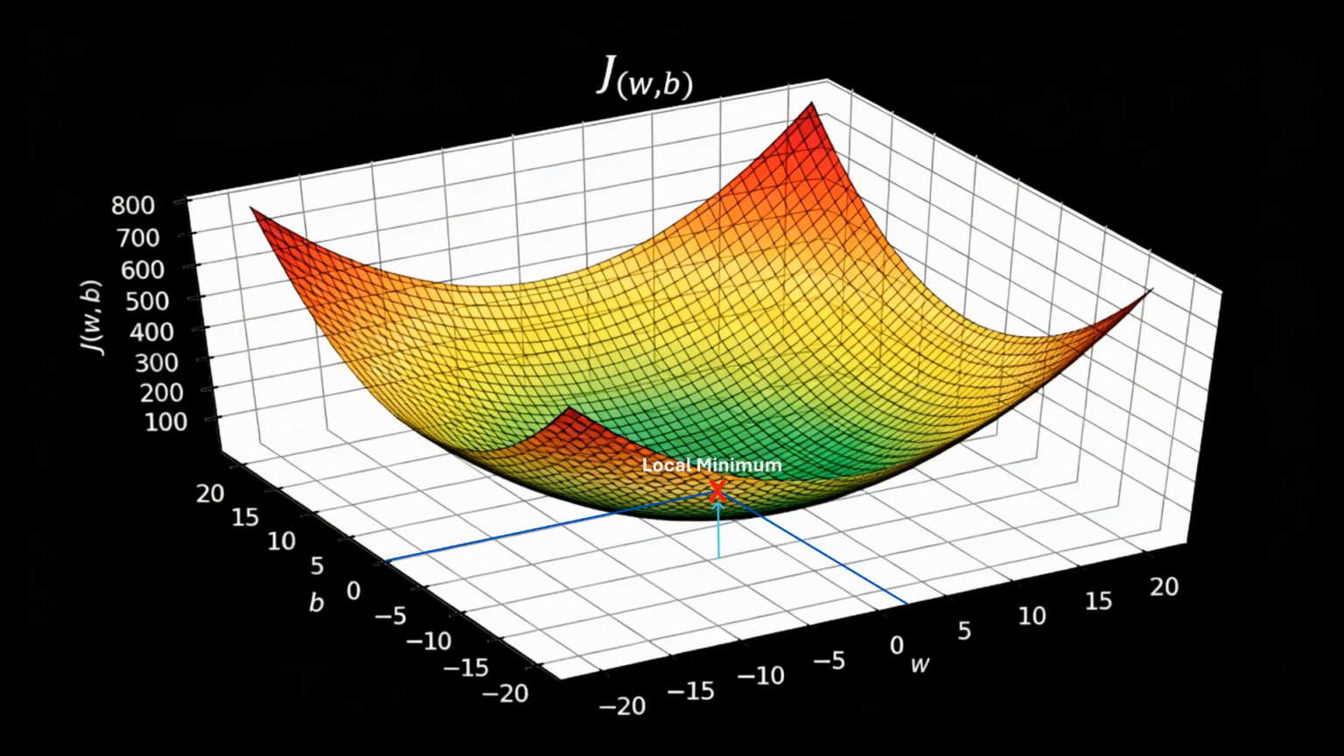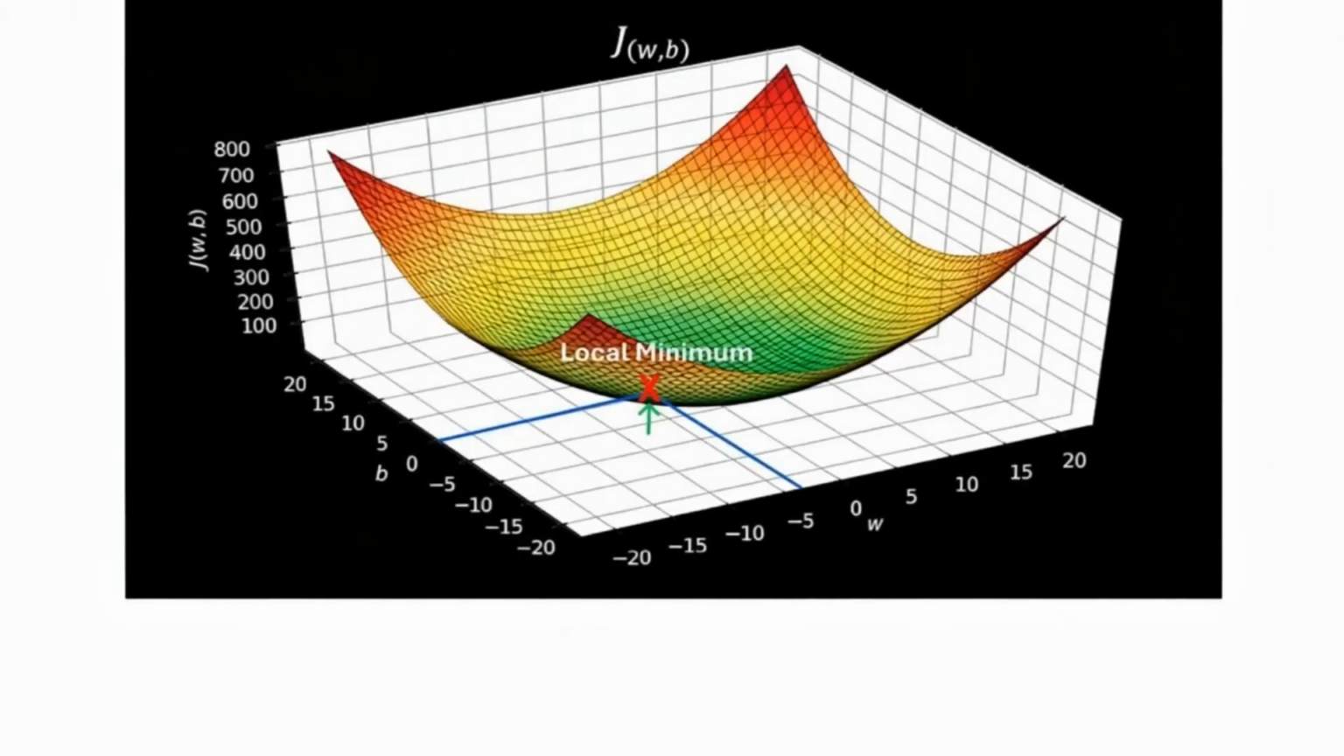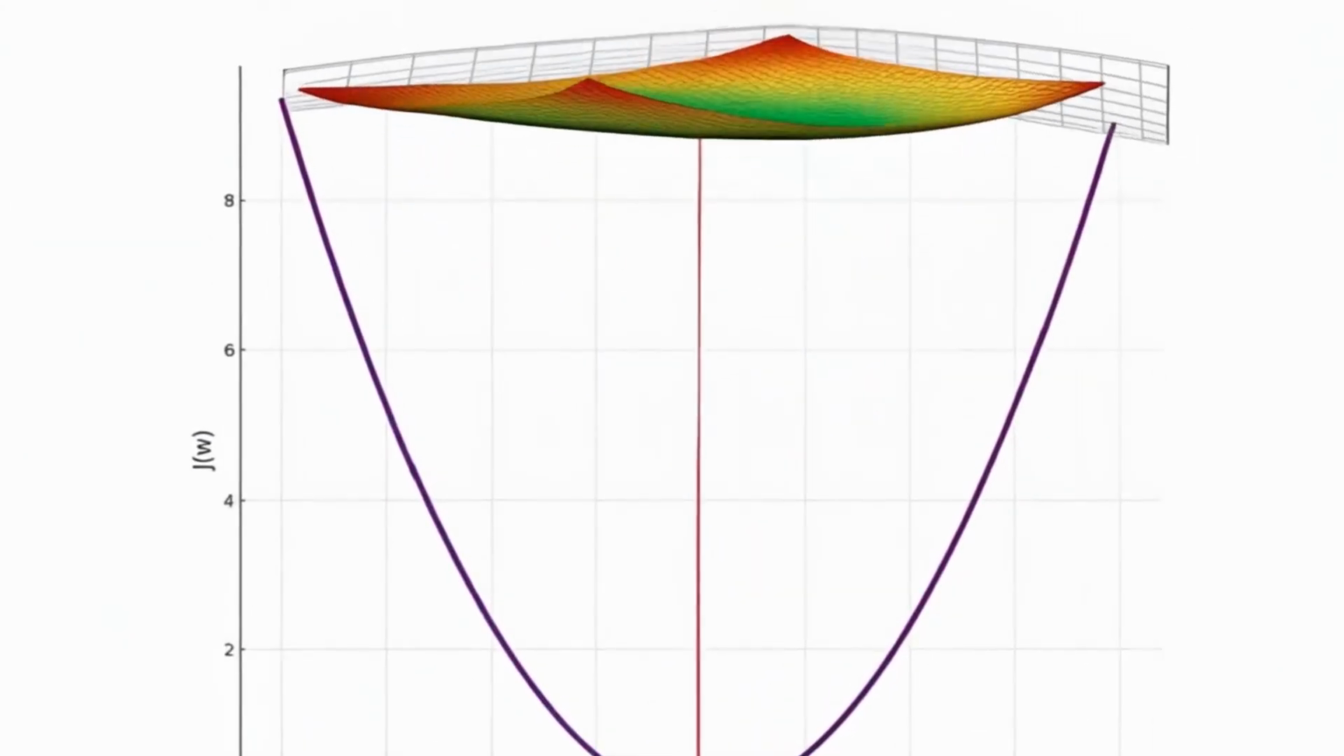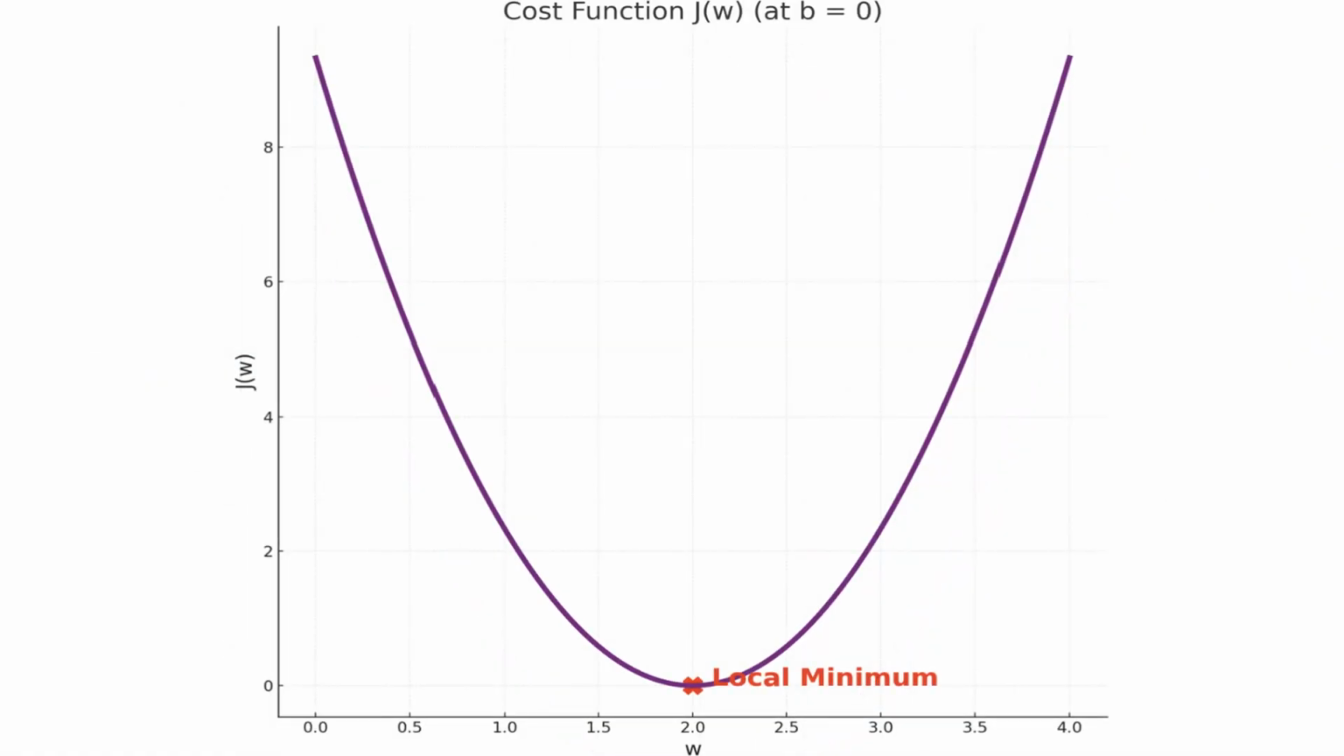Now, on the right, we are slicing that 3D surface into a 2D curve by fixing b to 0 and only looking at how the cost changes with w. This gives us the classic U-shaped curve for cost. And again, that red point labeled local minimum shows the value of w that gives us the lowest cost with b equals 0. That's exactly what algorithms like gradient descent are trying to find.